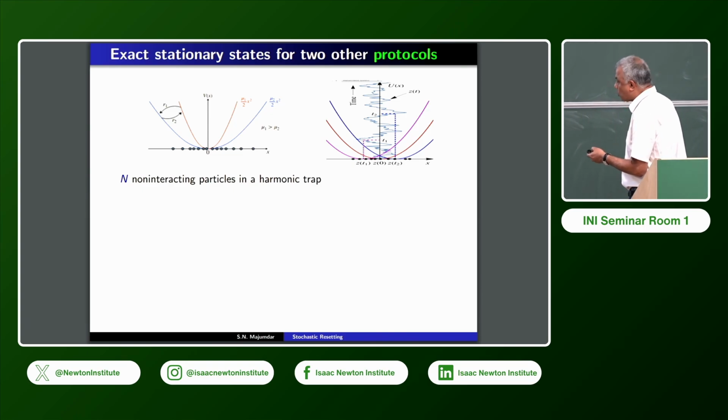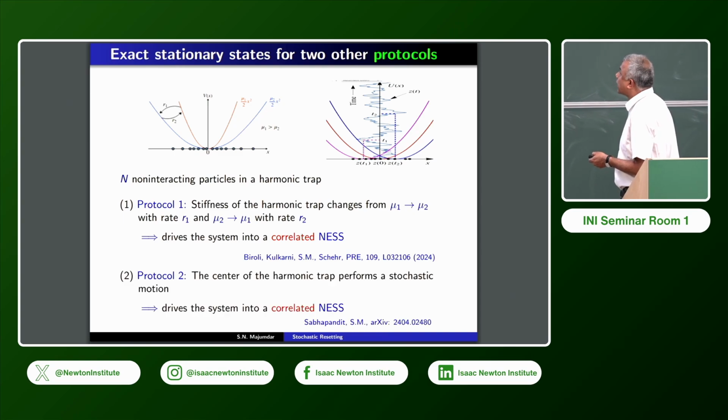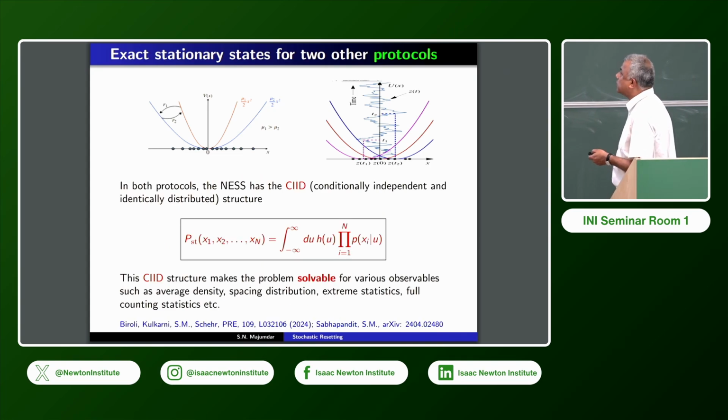The second protocol is again the same system. You take n non-interacting particles in a harmonic well, and you give a stochastic motion to the trap center. That drives the system again into a non-equilibrium stationary state. But both these protocols have the same conditional IID structure.